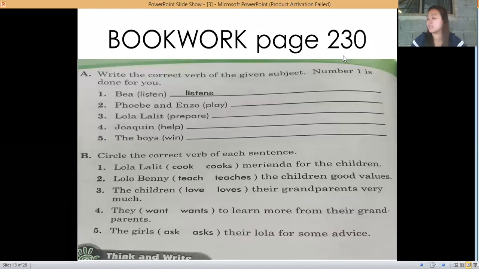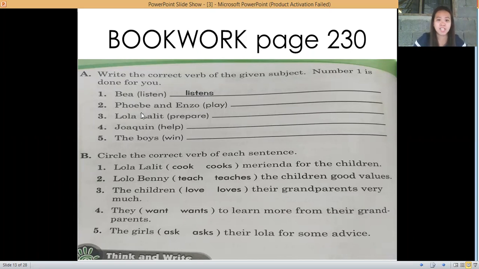Okay, now please get your English book. Open it on page 230. Get your English book and open it on page 230. So the number 1 is already done. Bea is only 1. So the verb is listens.